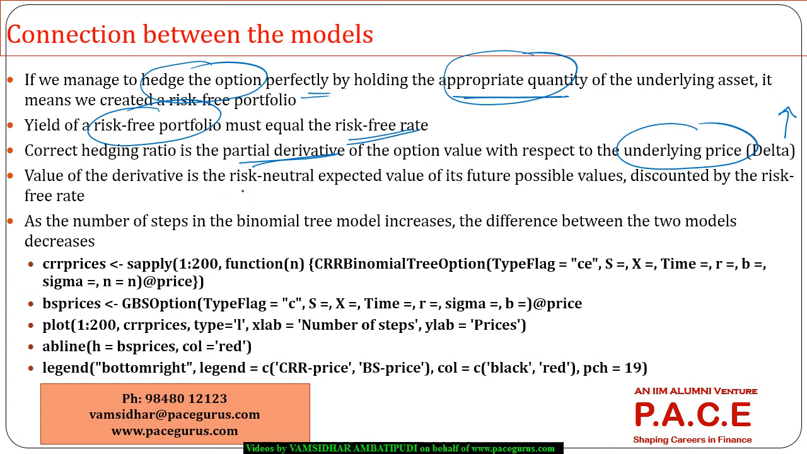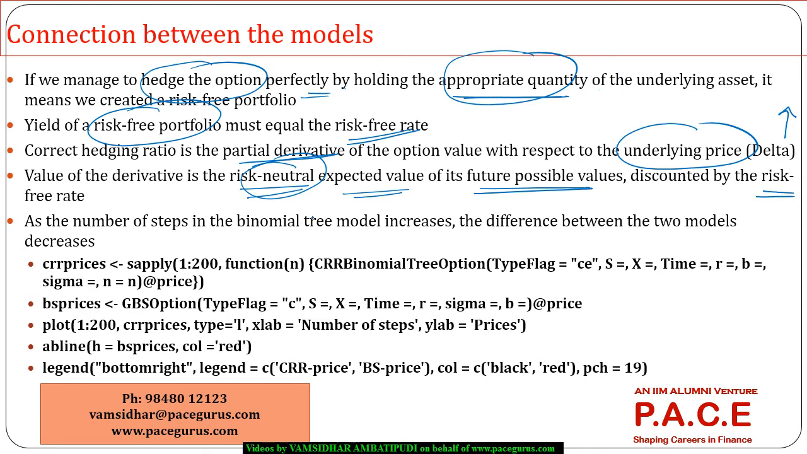And the value of the derivative is risk neutral, based on the risk neutral discounting expected value of its future possible value. So at any point in time, if I want to find out the value of the option, it means I'll try to find out what are its future expected values, and I'll take a risk neutral present value of the same by discounting it with the risk-free rate itself. So this mechanism remains the same in both of them.